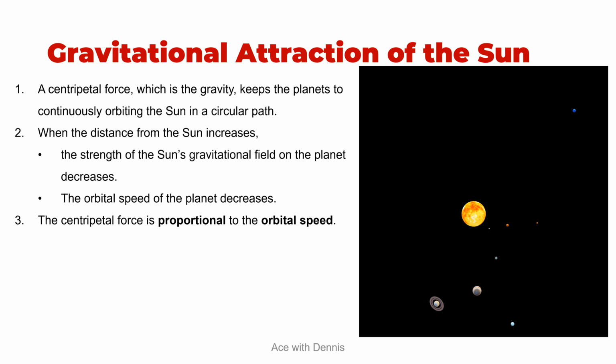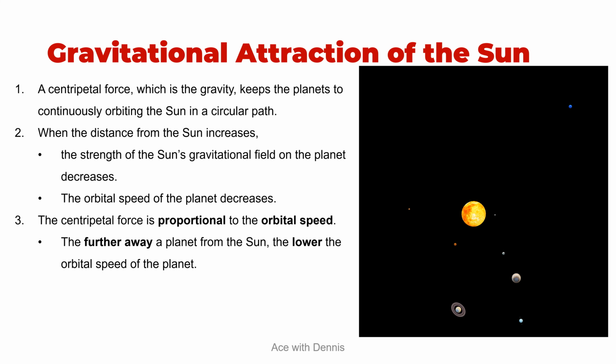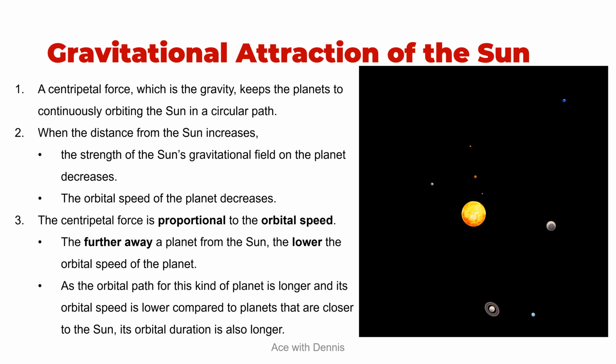The centripetal force is proportional to the orbital speed. The further away a planet is from the Sun, the lower the orbital speed of the planet. As the orbital path for this kind of planet is longer and its orbital speed is lower compared to planets that are closer to the Sun, its orbital duration is also longer.